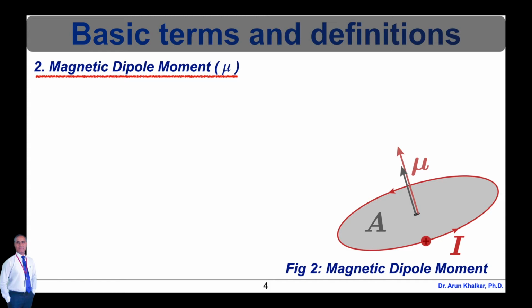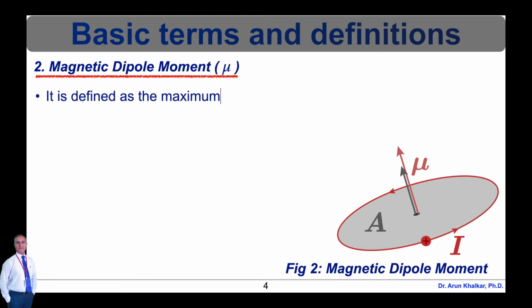The unit for dipole moment in the meter kilogram second ampere system is ampere square meter. The unit in the centimeter gram second electromagnetic system is the erg, unit of energy, that is, the erg per Gauss. The Gauss is the unit of magnetic flux density. 1000 ergs per Gauss is equal to 1 ampere square meter.